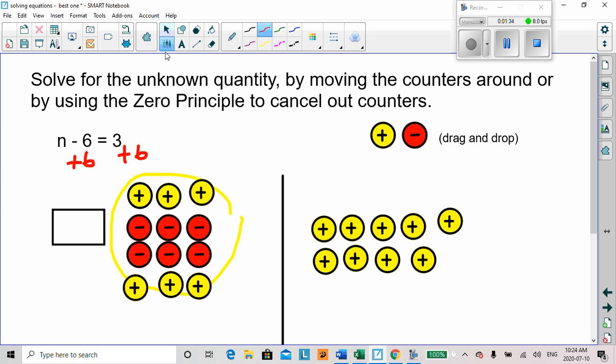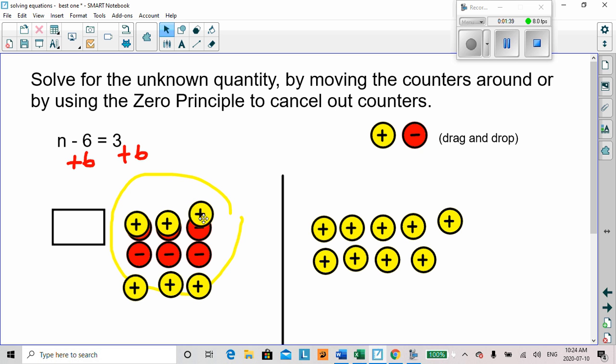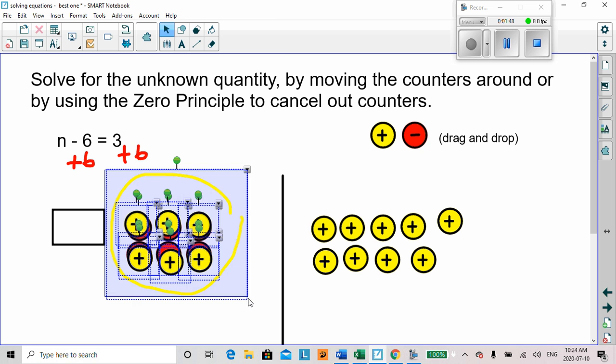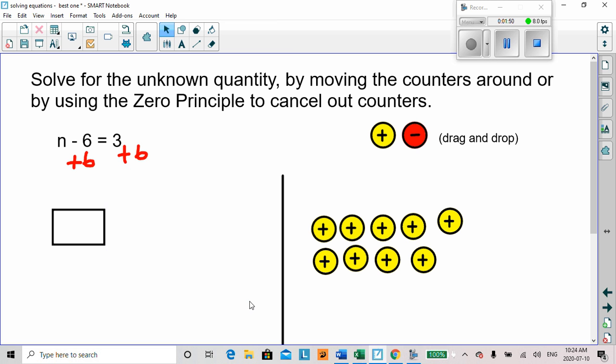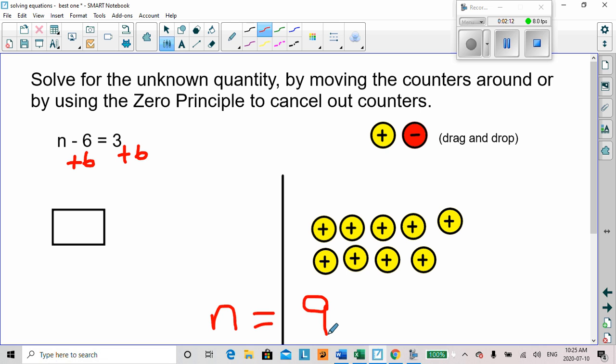Now, on my left side, this one cancels out that one. They all cancel out, a positive and a negative, to make 0. So I can now delete all of those because they made 0. That means that on my left side, I'm just left with N. And on my right side, I don't have any negatives, so I can't get rid of anything. I have 9 positives. So my answer is N equals 9.